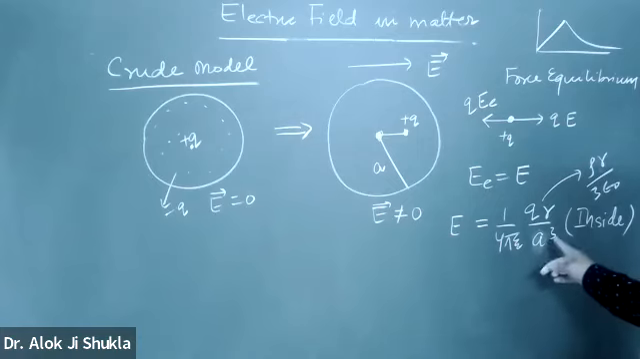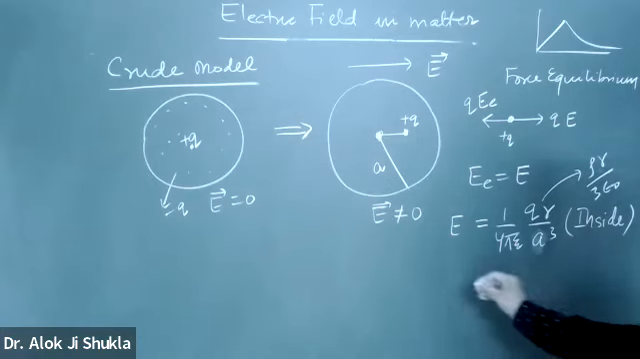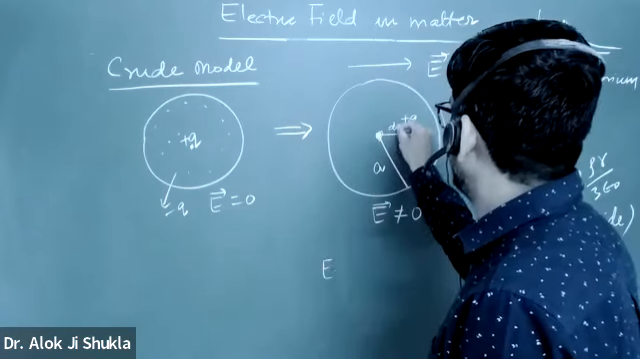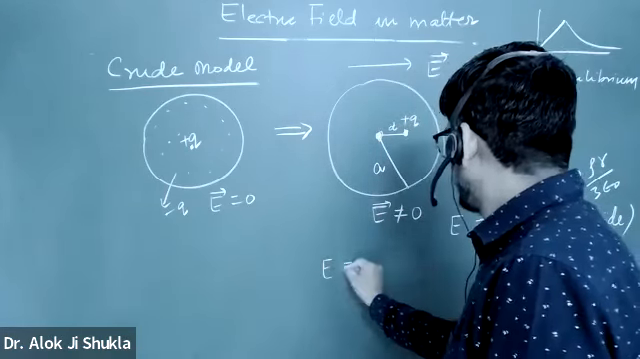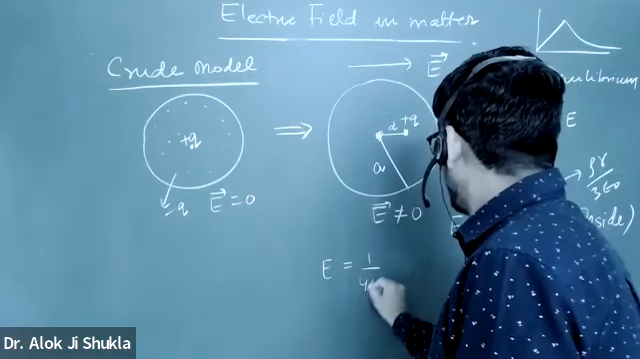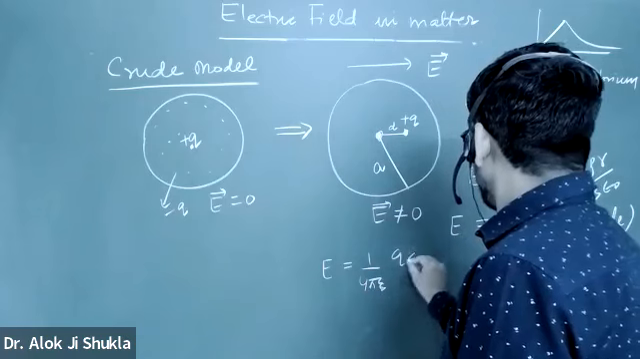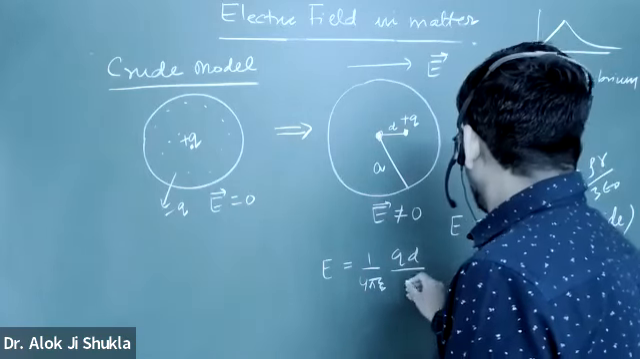So this is the formula. So what I should write is that the field is equal to, it is displaced suppose by distance d. So it will be equal to 1 upon 4 pi epsilon naught, qd by a cube.